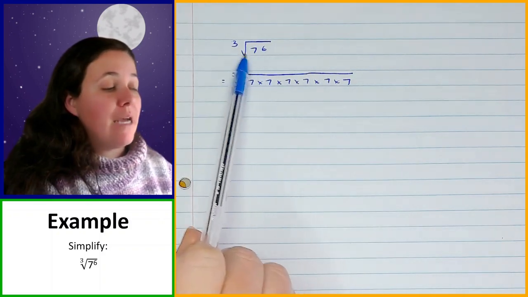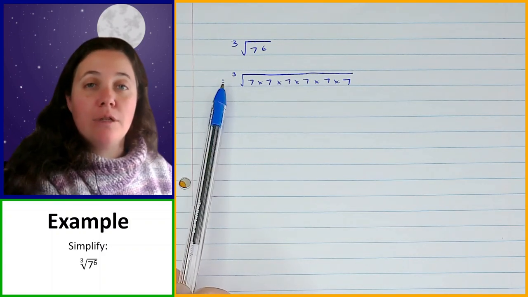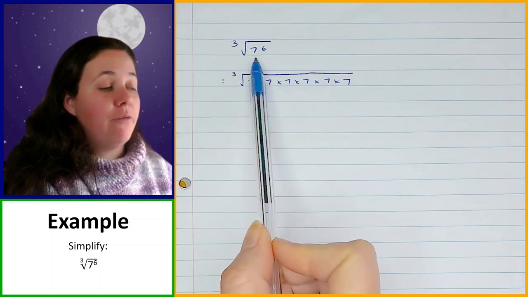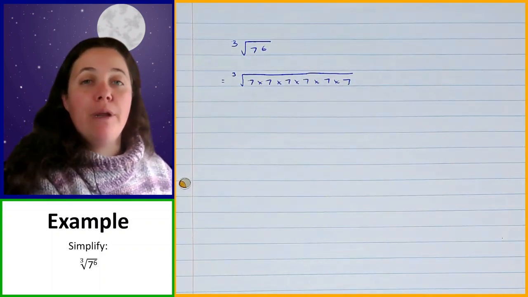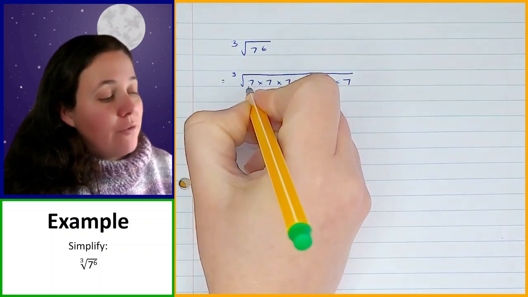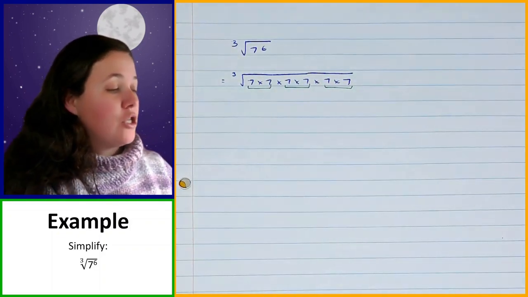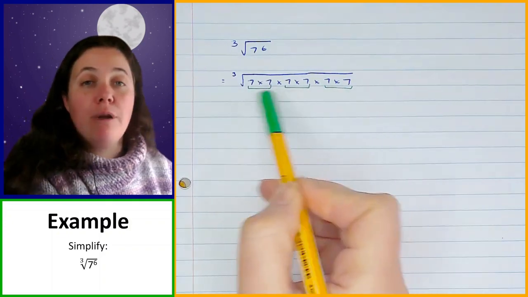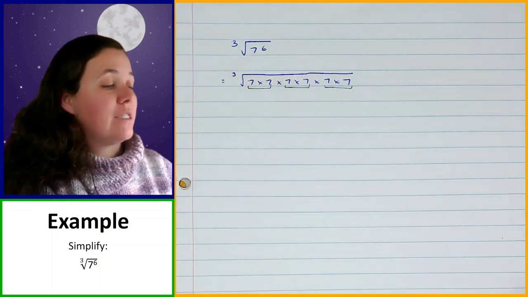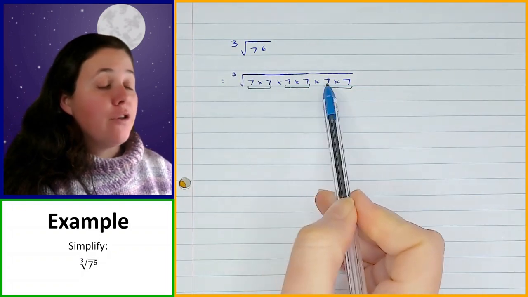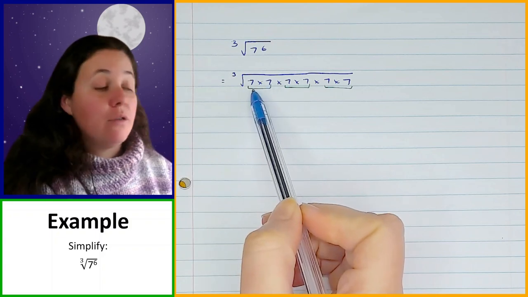So at the moment, I've got 7 to the power of 6 inside here. So I want 3 identical things that I can multiply together to give me 7 to the power of 6. So I'm going to see if I can split this up into 3 identical groups. So I've got over here 2, 2, and 2 sevens. So each of these groups, there's 3 groups now. I wanted 3 because I'm finding the cube root of 7 to the power of 6. Each of those groups is identical to each other. And in each of them, I've got 7 times 7.